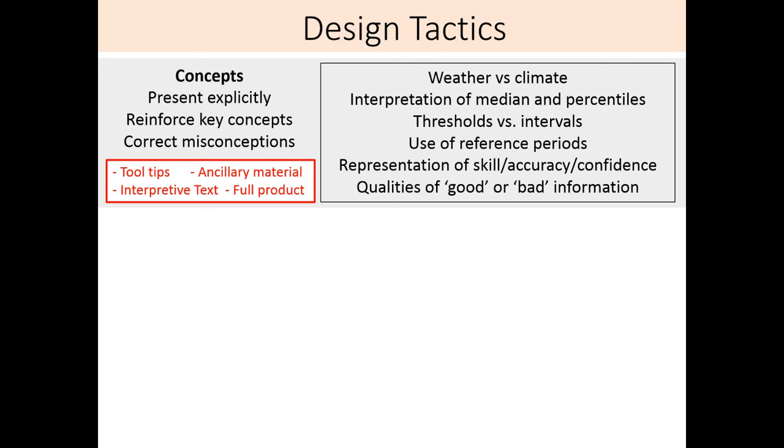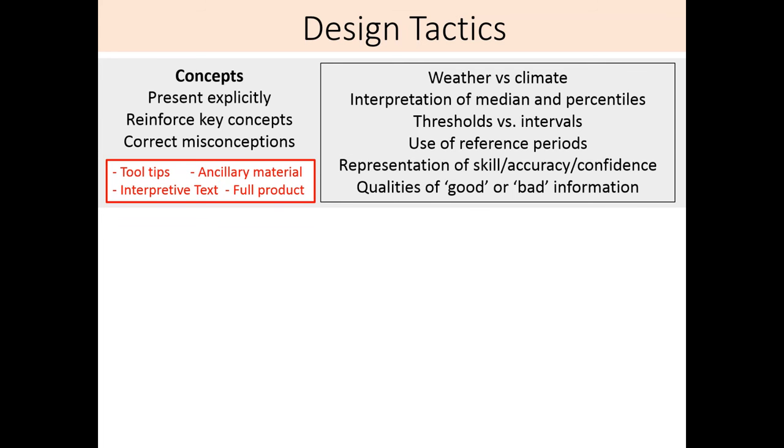In thinking about the design, we're trying to make sure that we explicitly reinforce concepts that we've selected in advance, and that we're correcting misconceptions that we encounter that people have. There's different ways to design that into a tool. One are the tool tips. You see a lot of tools having these now, but it also includes the interpretive text that goes along with the tool. So it's not just presenting the graph, but having a text version of that.